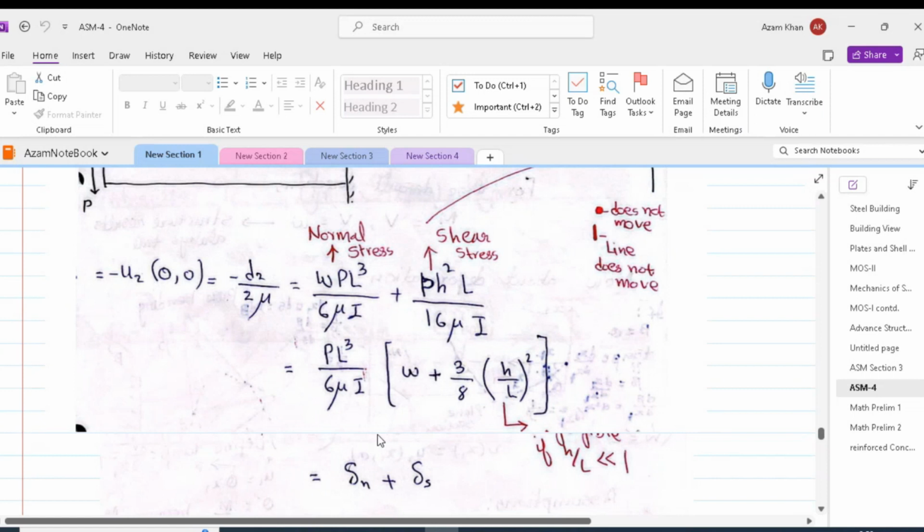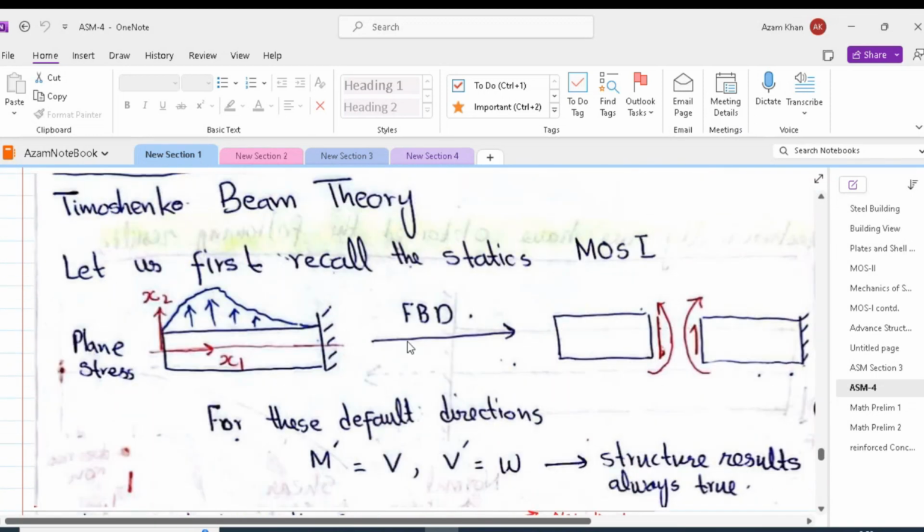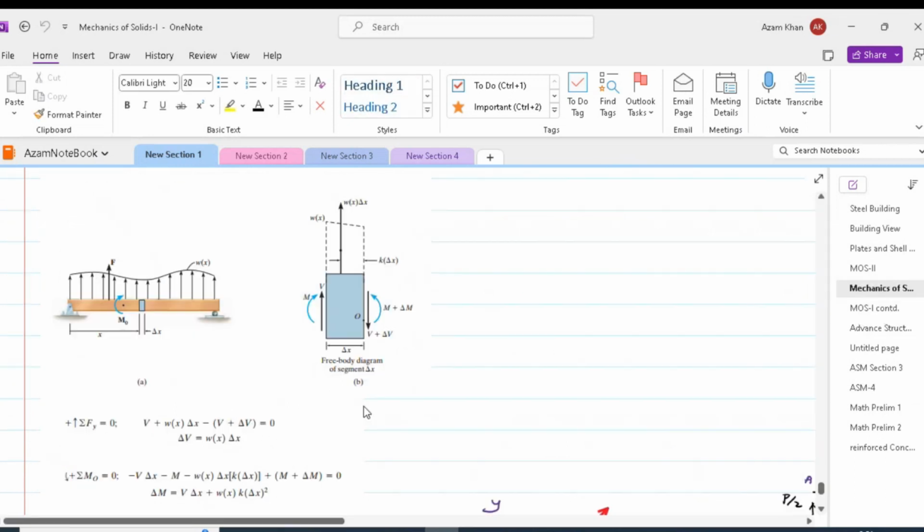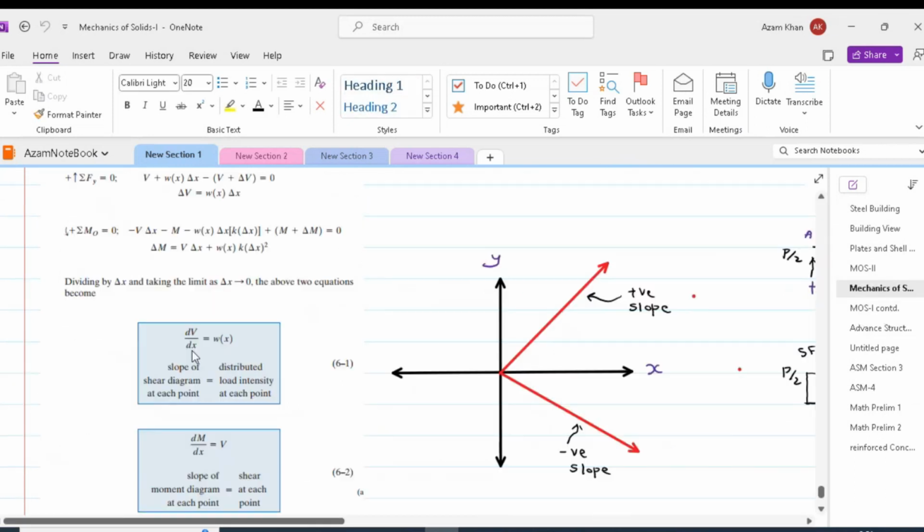The Timoshenko beam theory actually focuses on shear deformation and tries to bring the shear deformation into the Euler-Bernoulli beam theory. Before getting into the crux of Timoshenko beam theory, let us now refresh our memory about a few concepts of elementary beam theory. From the elementary beam theory, we know that the slope of the shear diagram is equal to the applied load w, which is uniformly distributed, and also the slope of the moment diagram at each point is equal to shear at each point.